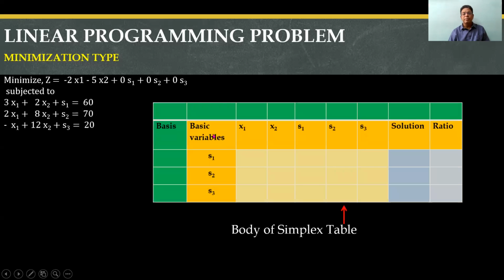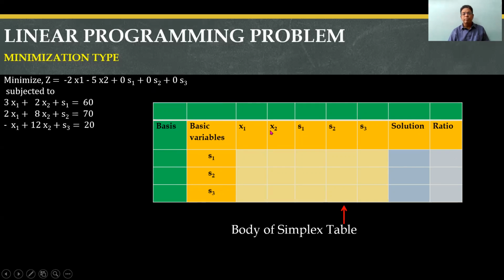Then how many basic variables are there? 3, s1, s2, s3. So we will put it like this: s1 in the first row, s2 in the second row, and s3 in the third row. Then we have one column of basis, one column of solution, and one column of ratio. So we'll see how to fill this entire table.